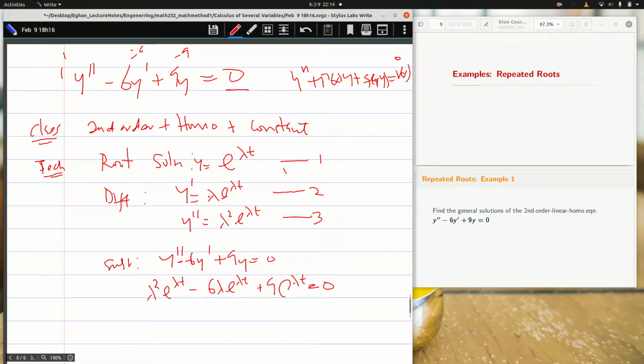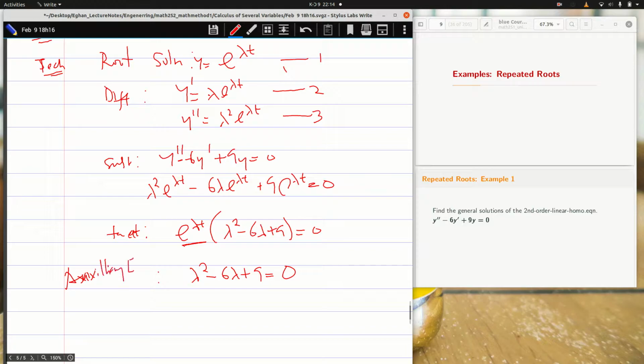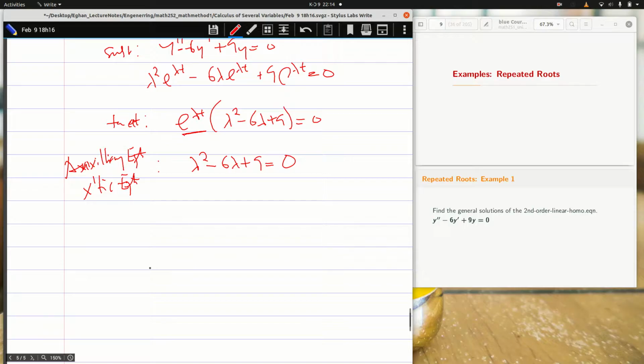Alright. Now I can factorize. It means I can factorize e to the lambda t out, and I have whatever is left. I divide through by e to the lambda t, and then I get this as my final. So this is the auxiliary equation, or someone will say it is the characteristic equation, depending on the book you are using. So I can go ahead and find my roots.